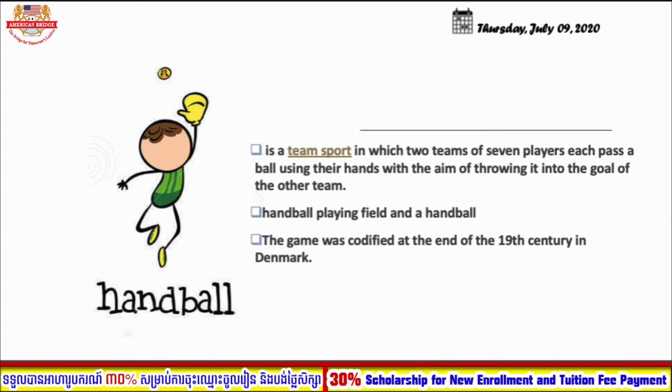And the other type of game is handball. Handball is a team sport. You need to play as a team. In each team, there are 7 players who have to pass the ball using their hands, and then they need to throw the ball into the goal of the other team. The idea is quite similar to football, but they don't use their feet to kick the ball. They use their hands. That is why they call it handball. And the ball is quite small, as you can see in the picture here.